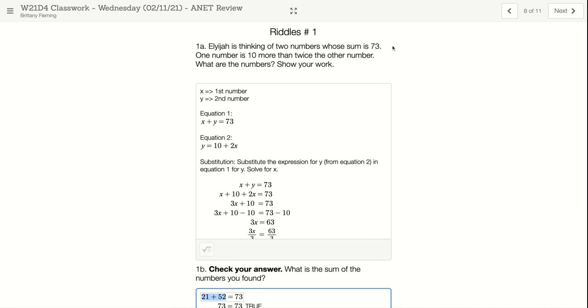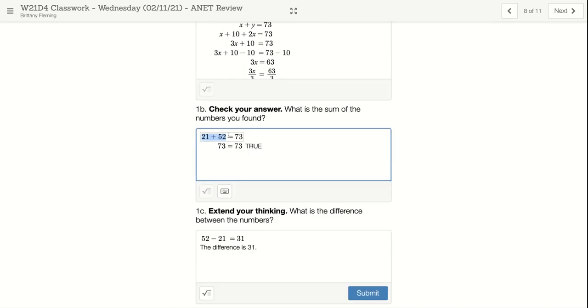Elijah is thinking of two numbers whose sum is 73. So I actually added the two numbers up. So I know that 21 plus 52 should equal 73. And 73 does equal 73. That's true. So far, this is great.